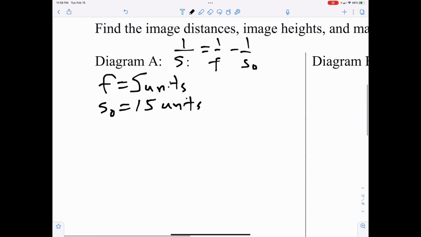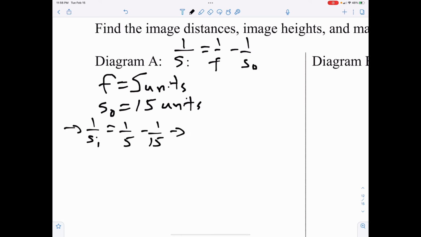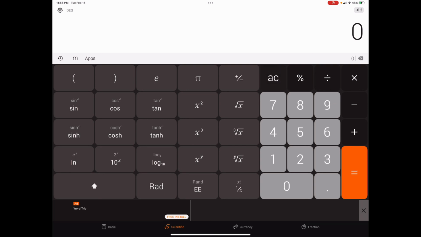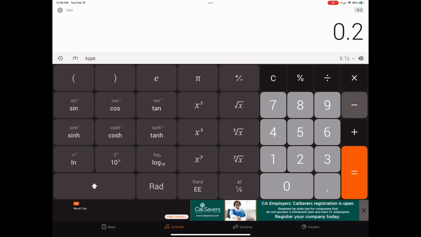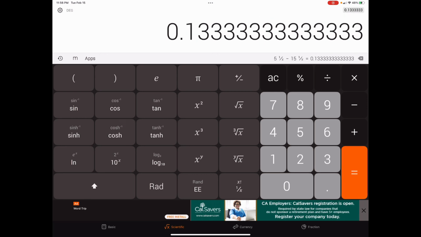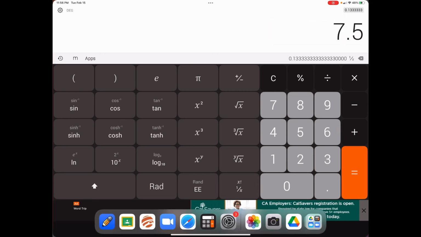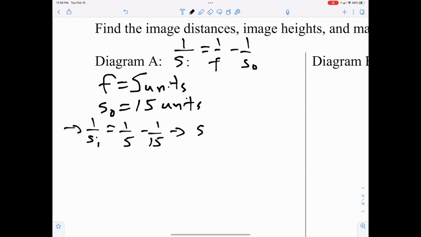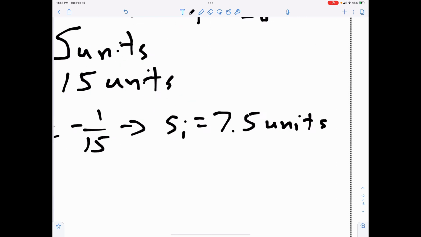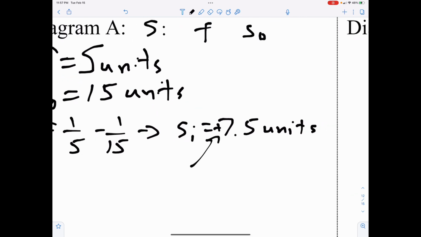So we are going to go 1 over SI would be 1 over 5 minus 1 over 15. That's going to be 5 inverse minus 15 inverse, and then inverse your answer. So 5 inverse minus 15 inverse, subtract, and then inverse your answer, and we're getting about 7.5 units. So SI is not high, but far. 7.5 units. Since the answer is positive, it means on the far side of the lens, behind the lens.